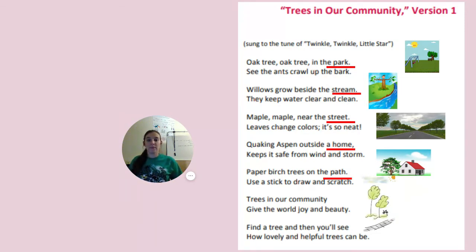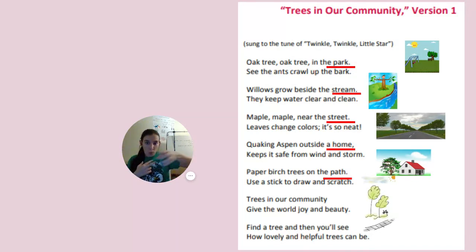Trees in our community give the world joy and beauty. Find a tree and then you'll see how lovely and helpful trees can be. I like this poem a lot. And we're able to see that there are trees in a lot of different locations. The park, near a stream.